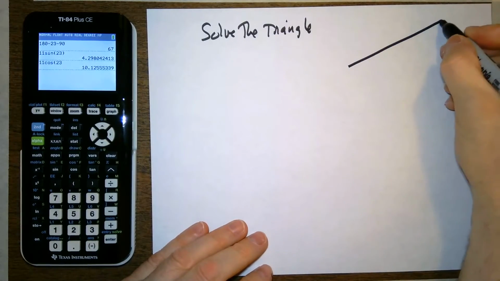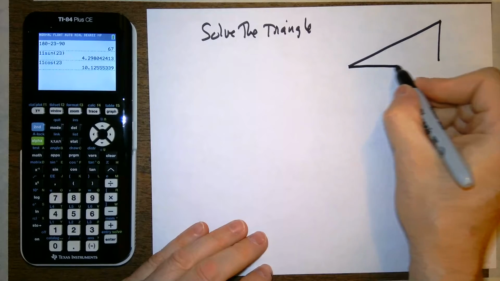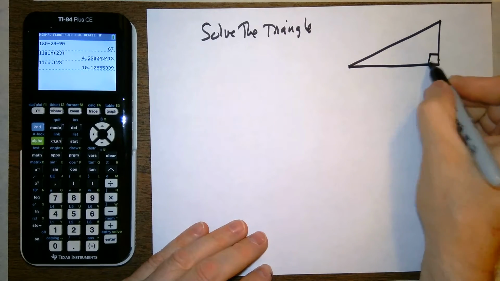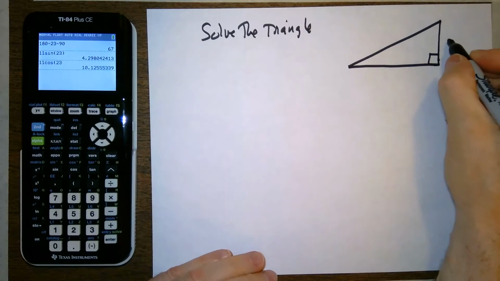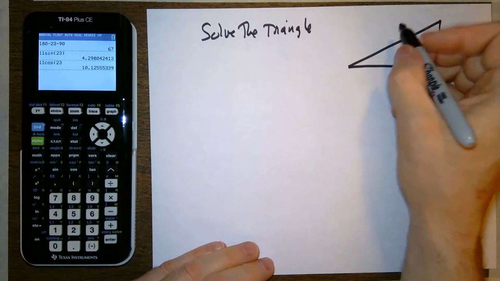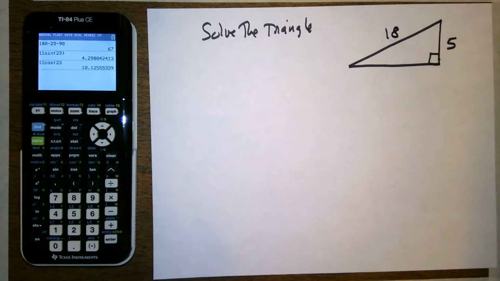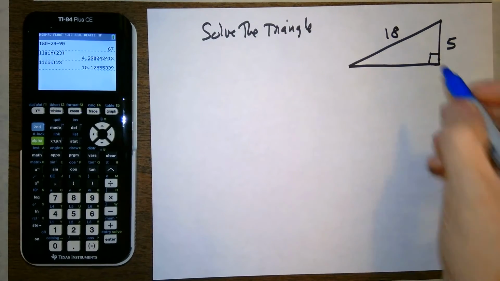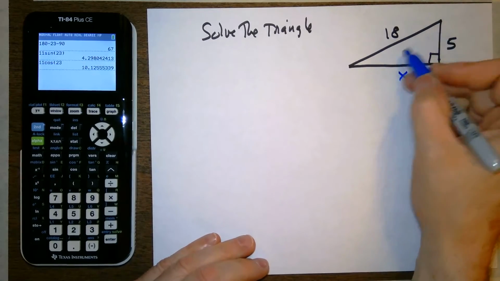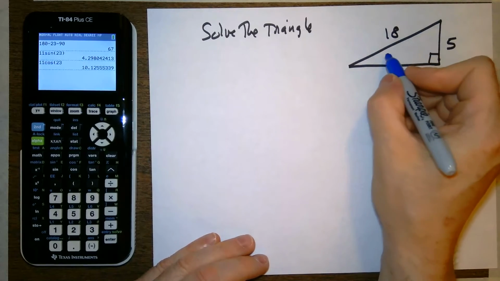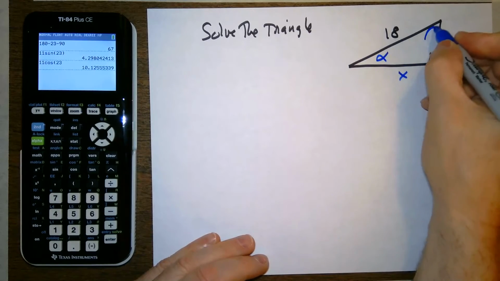And here's the triangle that I want to solve. In this triangle, I'm going to tell you that this side is 5, and this side is 18. So what things are missing? What do we need to know? Well, I need to know this side right here. I'm going to call it x, and I don't know anything about either of these angles. I'm going to call them alpha and beta.